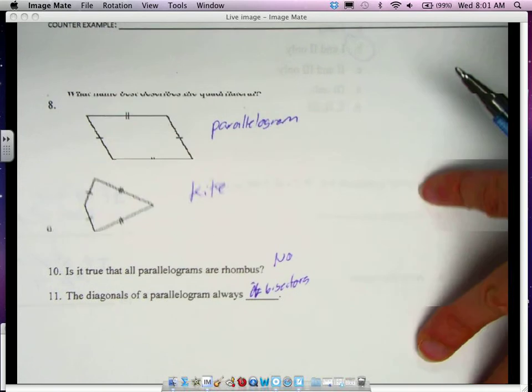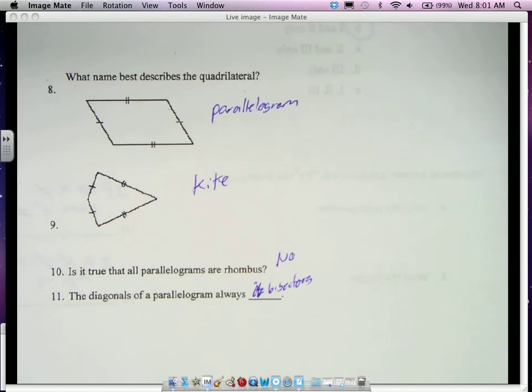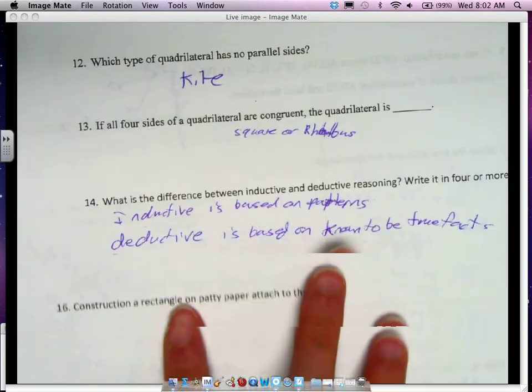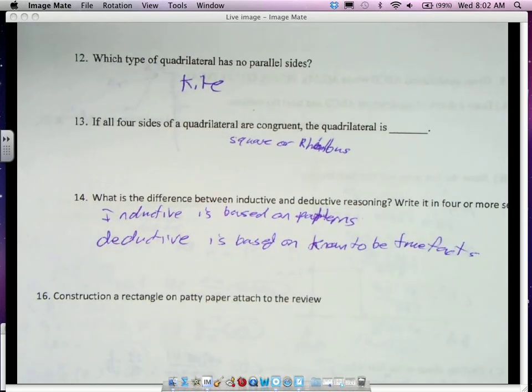Is it true that all parallelograms are rhombuses? No. Because all sides don't have the same length, so it's not true. The diagonals of a parallelogram always bisect. They're always cut in half. Number 12: which type of quadrilateral has no parallel sides? That would be a kite. If all 4 sides of a quadrilateral are congruent, the quadrilateral is a square or a rhombus.